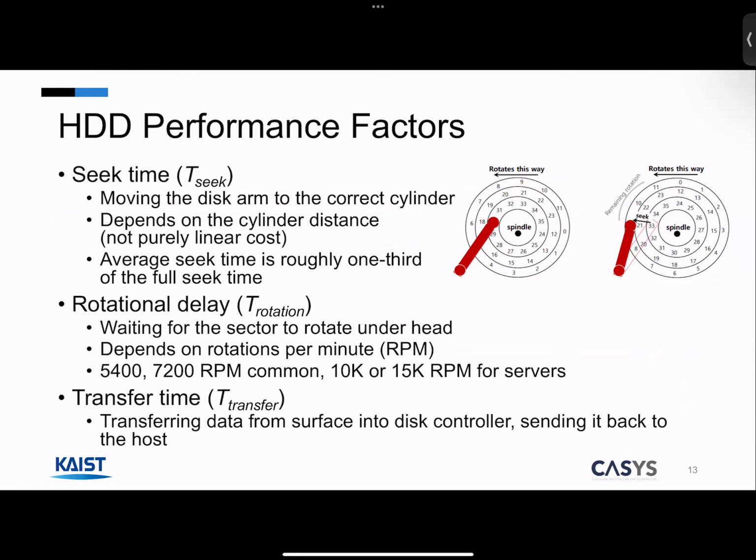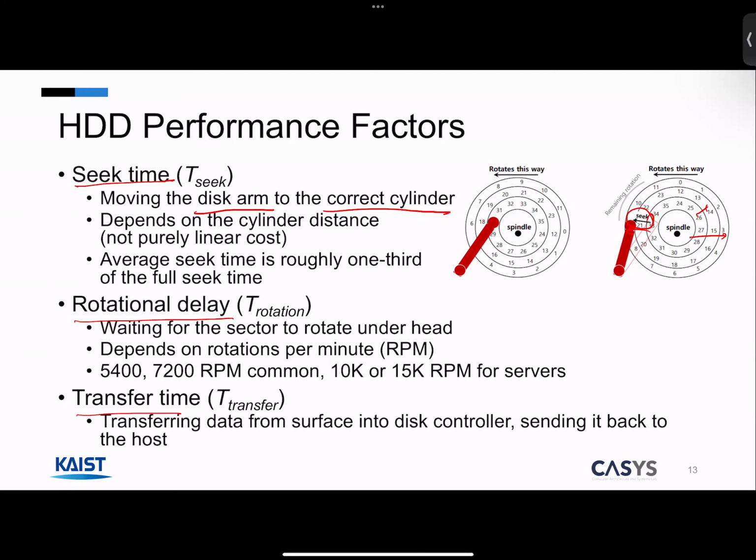To fetch data from the hard disk, we have to consider three important performance factors: seek time, rotational delay, and transport time. Seek time is moving the disk arm to the correct cylinder or correct track. A cylinder is a group of tracks, right? To locate the track, the arm moves in this seek operation, depending on the cylinder difference. If your arm moves a large distance, it takes more time. If your arm moves one cylinder, it takes less time than this large move.